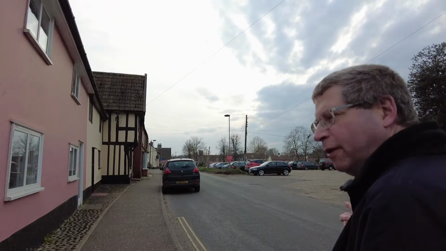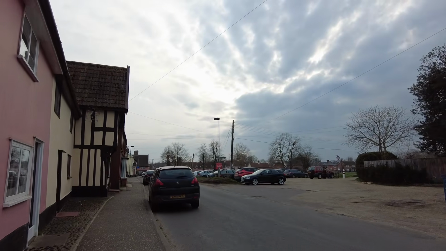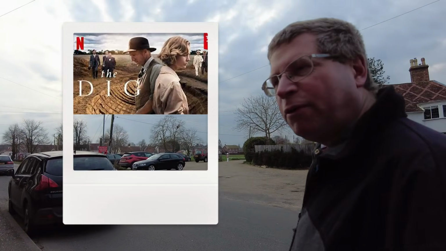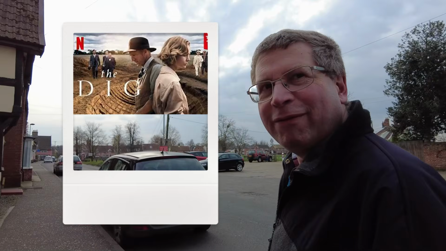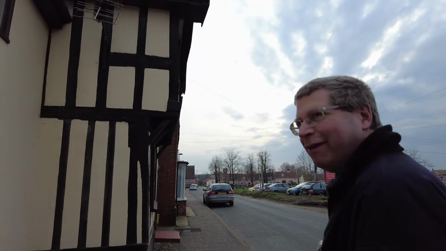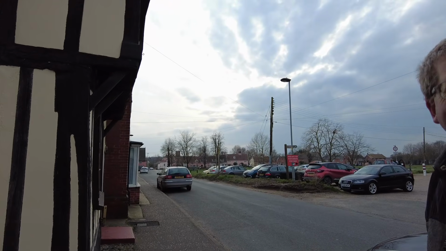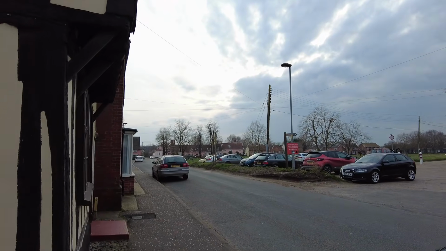This is in the Netflix film The Dig, part of this part of Fair Green. A rumour, I could be wrong there, but if anybody knows anything about that. Apparently there's an elephant buried underneath here.